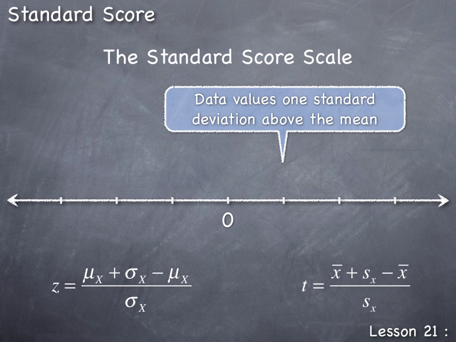The numerators have the mean and subtract the mean. So again, same number minus same number equals 0, leaving us with just a standard deviation in the numerator. And then dividing by a standard deviation, we have a same value divided by same value. The result we get is always 1. So data values that are positioned one standard deviation above the mean have a standard score value of +1.